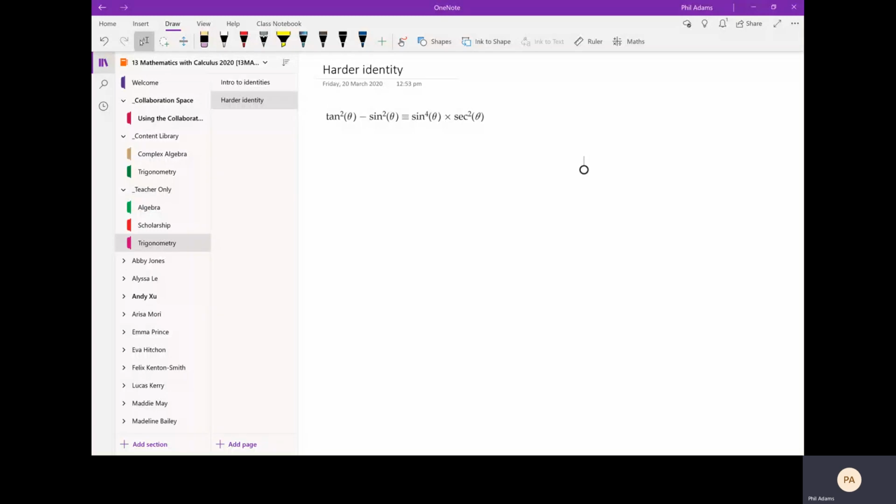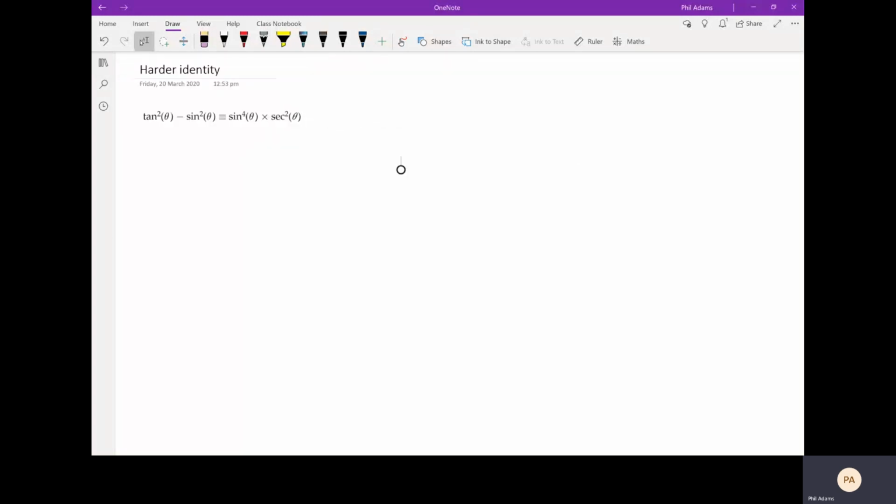Okay, so I'm just going to go through an example of a slightly harder identity now, and you can see there's a lot more to this one. And you can kind of pick either side. I'm going to start with the left-hand side and work my way down.